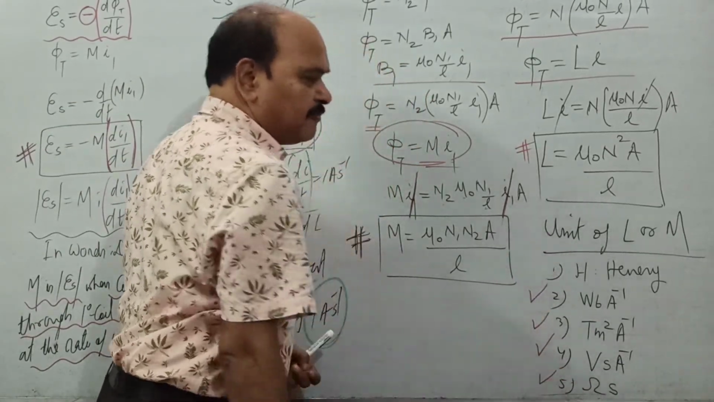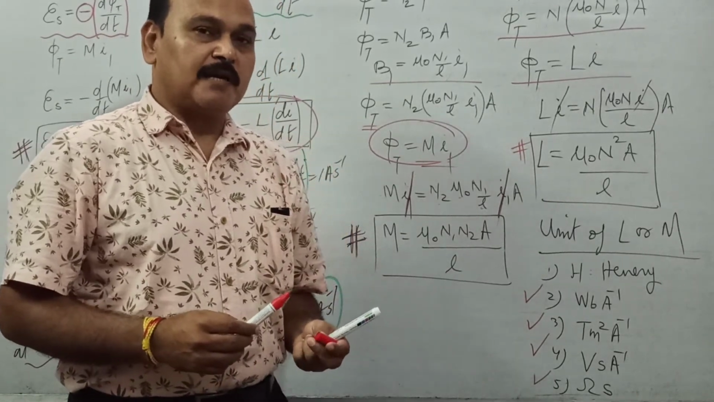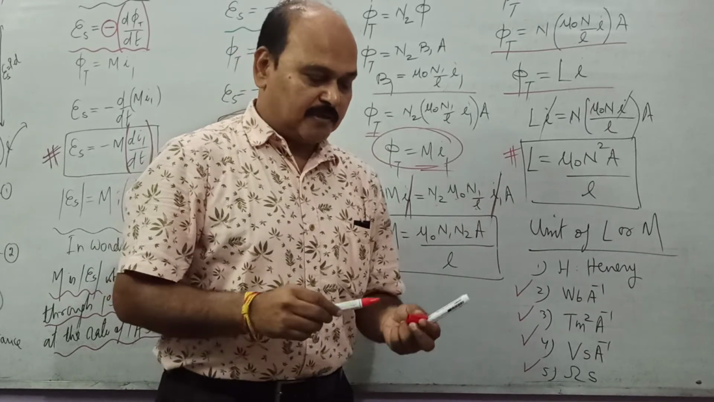So there are various other ways we can write down the unit of L or M. The SI unit is Henry. These are also SI units, other forms of the SI unit.